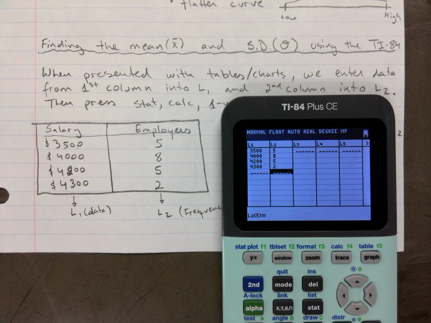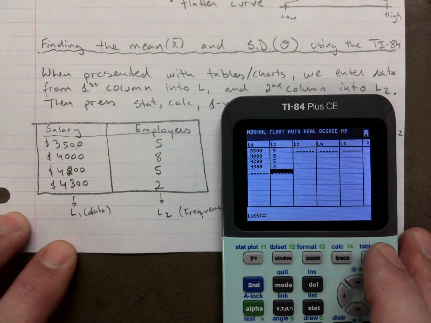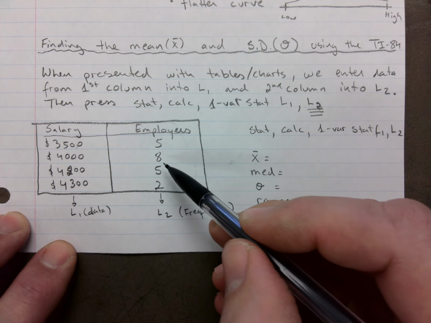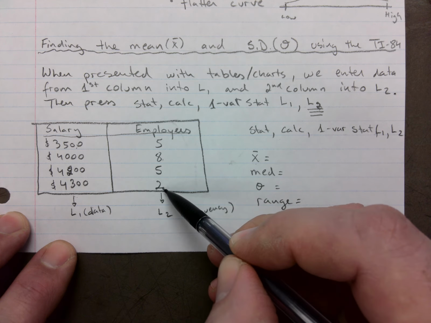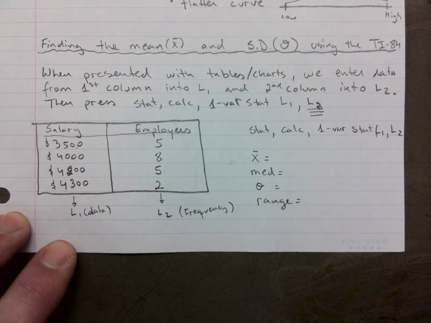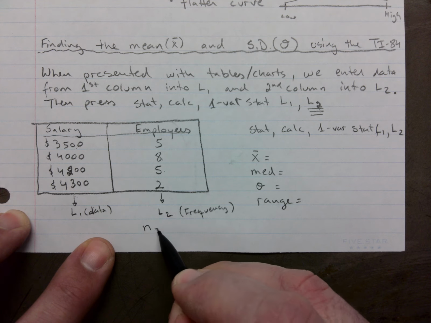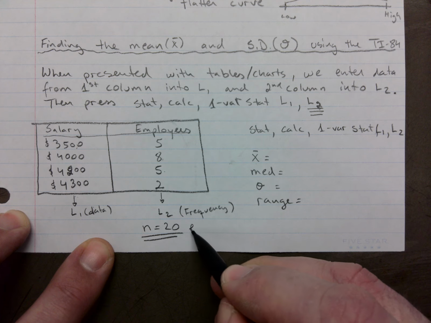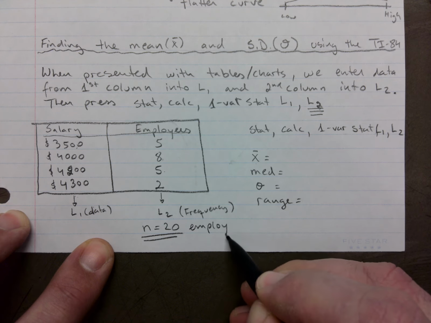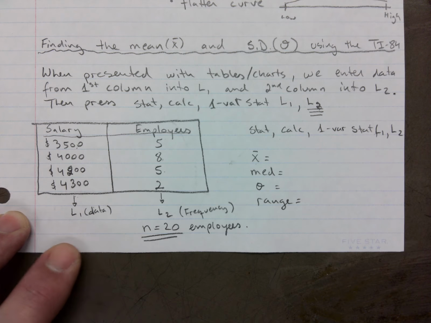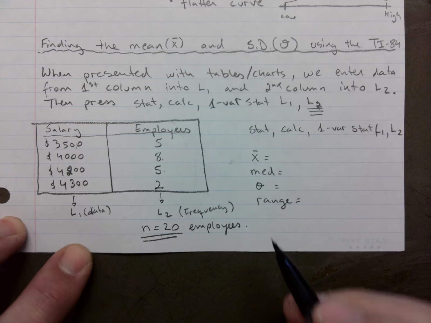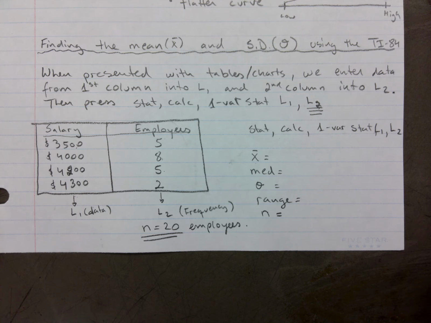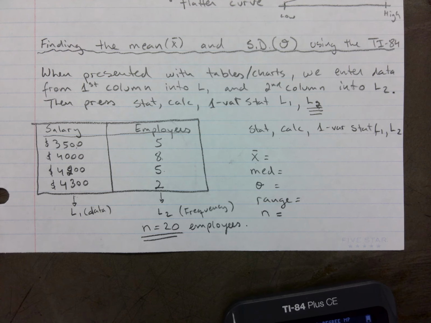Just to clarify, how many employees are we talking about? Like how many occurrences do we have, right? 8 and 2 is 10. 5 and 5 is another 10, so 20. So N should be 20. Okay? 20 employees. Let's watch out for that. I actually will write this down. N is equal to, we'll write that down as well. We'll gather as much information as we can.